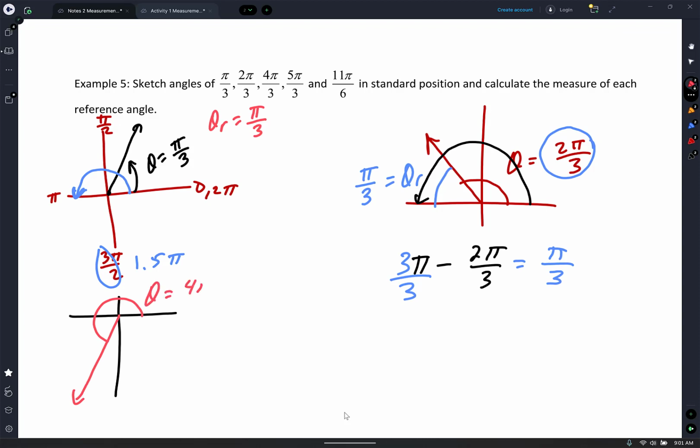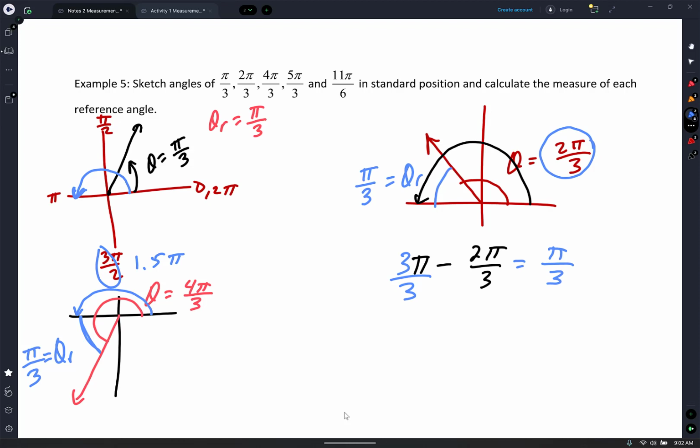Theta equals 4 pi over 3. And look, check it out, guys. Catch up to here. Look at this distance here. I know that from the positive x-axis to the negative x-axis, that would have been pi. So 3 pi over 3, that would have been pi. It says 4 pi over 3, so that means this theta r has to be pi over 3. Because 3 pi over 3 plus pi over 3 is 4 pi over 3.